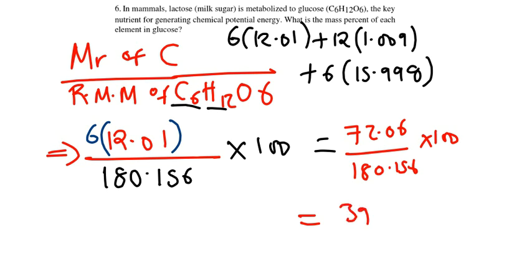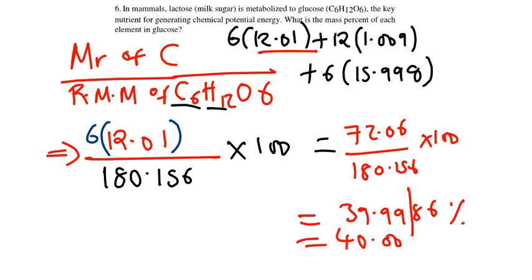That's 39.9986%. If we round it off to a reasonable number of significant figures, looking at the values we've used, the least number of significant figures we had was 4. So if we cut it at 4, we end up with something like 40.00 percent.